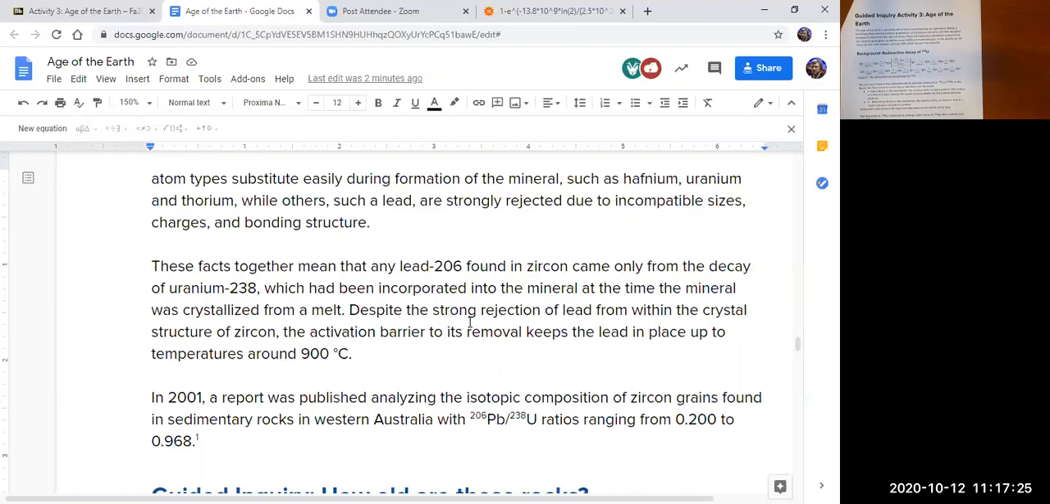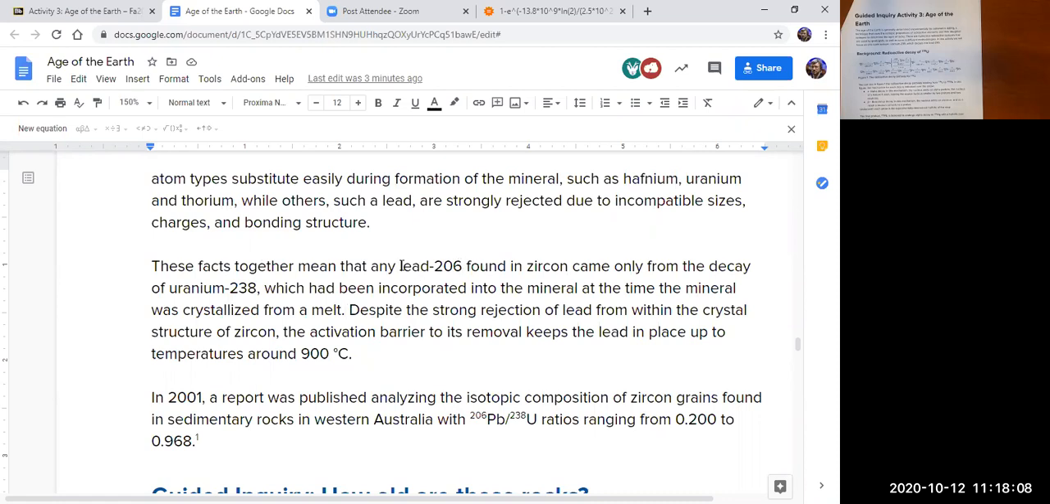So the process being described here is that you have a melt. That melt has the right chemical composition to form zircon. There may be some uranium present and there may be some lead present. When it crystallizes, any lead that's in that melt initially is rejected, kicked out. There is no lead present in the zircon, but there is uranium present in the zircon. Then over time, the uranium is going to decay into lead, and so you now know that any lead that is there had to come from the decay of uranium-238.